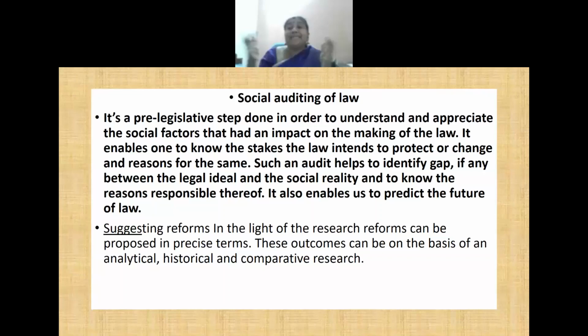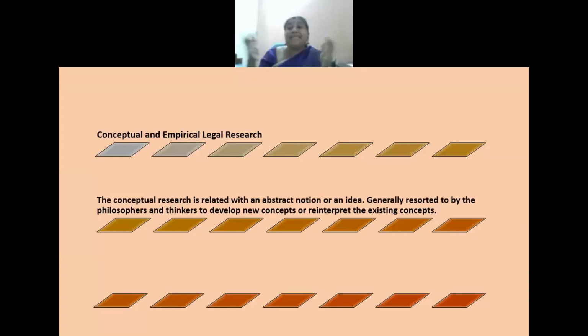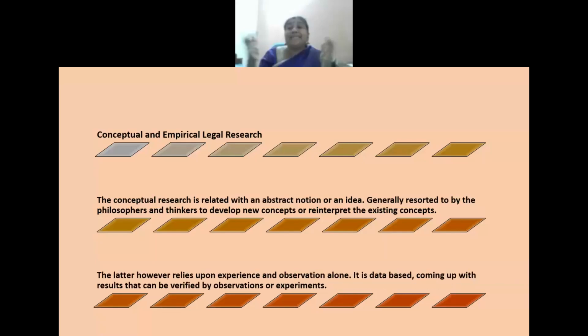Now, conceptual and empirical research, which is how we say doctrinal and non-doctrinal. Conceptual is only an idea, a notion, and we analyze that. Generally, it is resorted to by philosophers and thinkers to develop new concepts or reinterpret existing concepts. Here, you have to be very good at interpretation; only then can you give it a different meaning. But when we say empirical, it is based upon experience and observation. So it is definitely data based, coming with results that can be verified by observations and experiments.